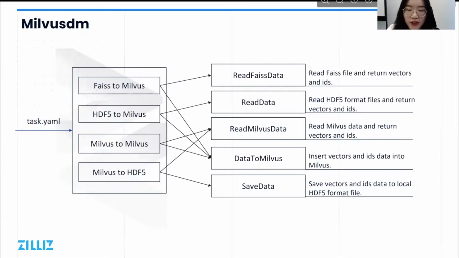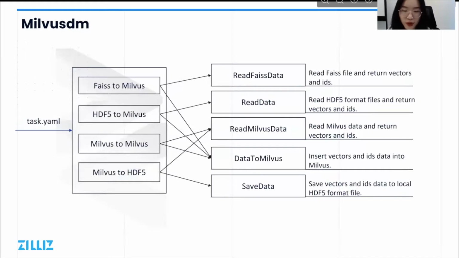In the case of HDF file to Milvus, call the read data class first to read the vector and ID data, and then call data to Milvus to import the data into Milvus. If you want to migrate data from one Milvus to another Milvus, call the read Milvus data class. Read the previously mentioned 3 data files from Milvus and return the vectors and IDs, then call data to Milvus to import the data into Milvus.